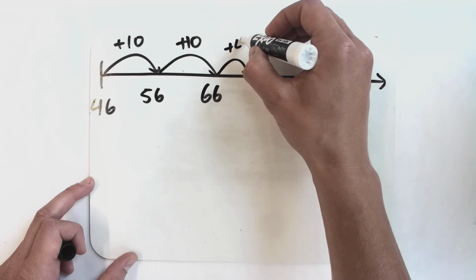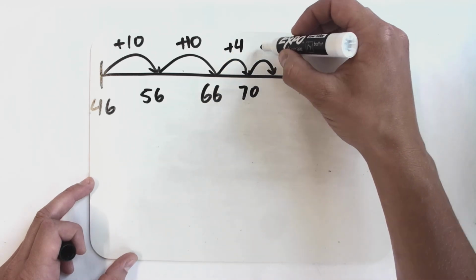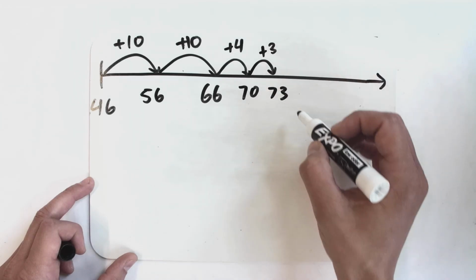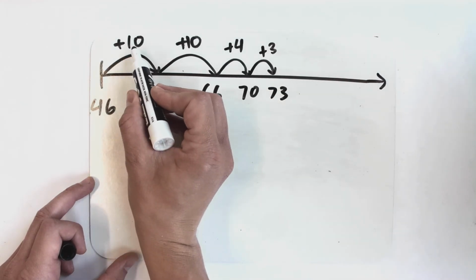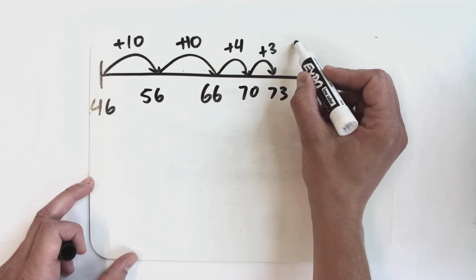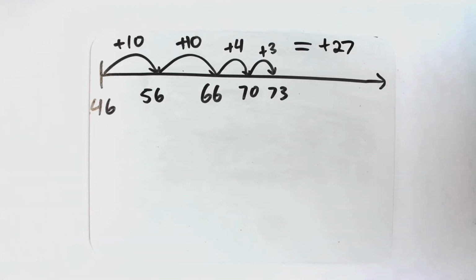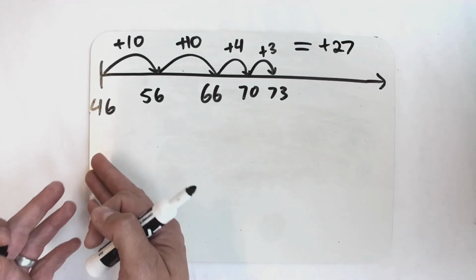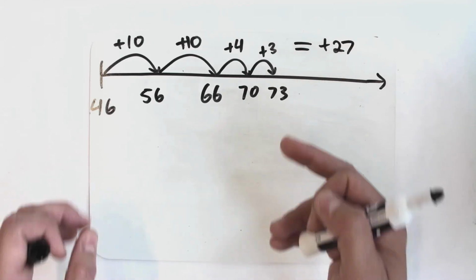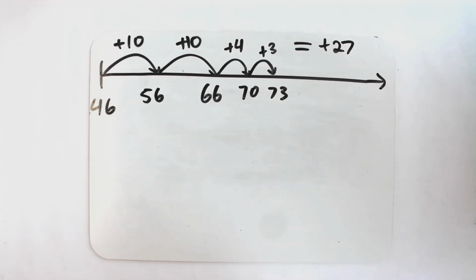So I'll add 4 to get to 70, and then add 3 to get to 73. So I did 10 plus 10 plus 4 plus 3. In total, I did plus 27. So that difference is 27. So 46 plus what equals 73? 46 plus 27 will equal 73. So the difference between 73 and 46 is 27.